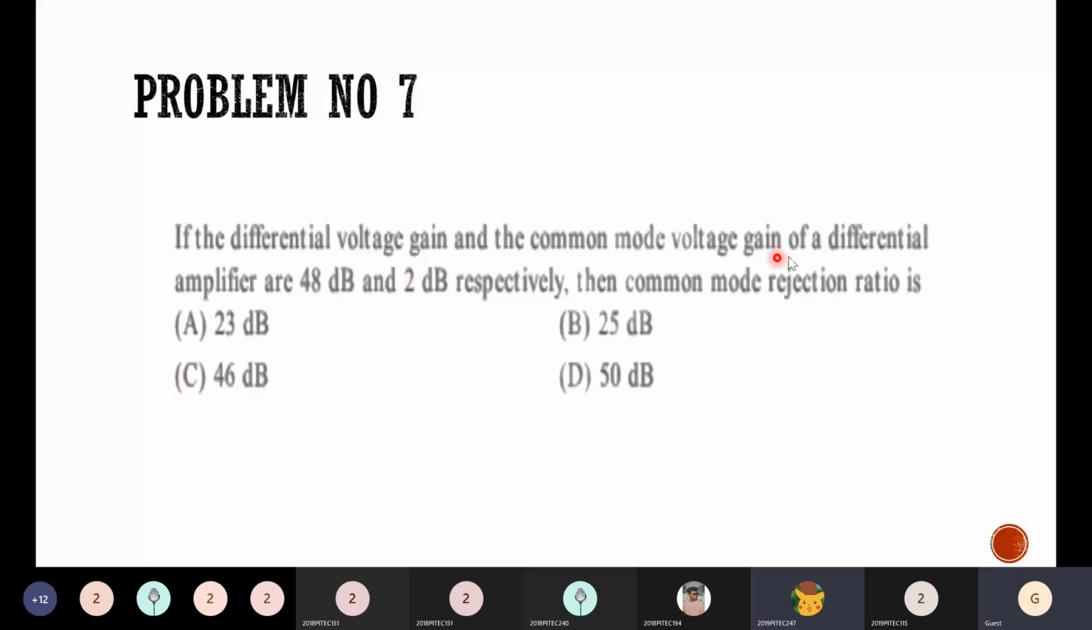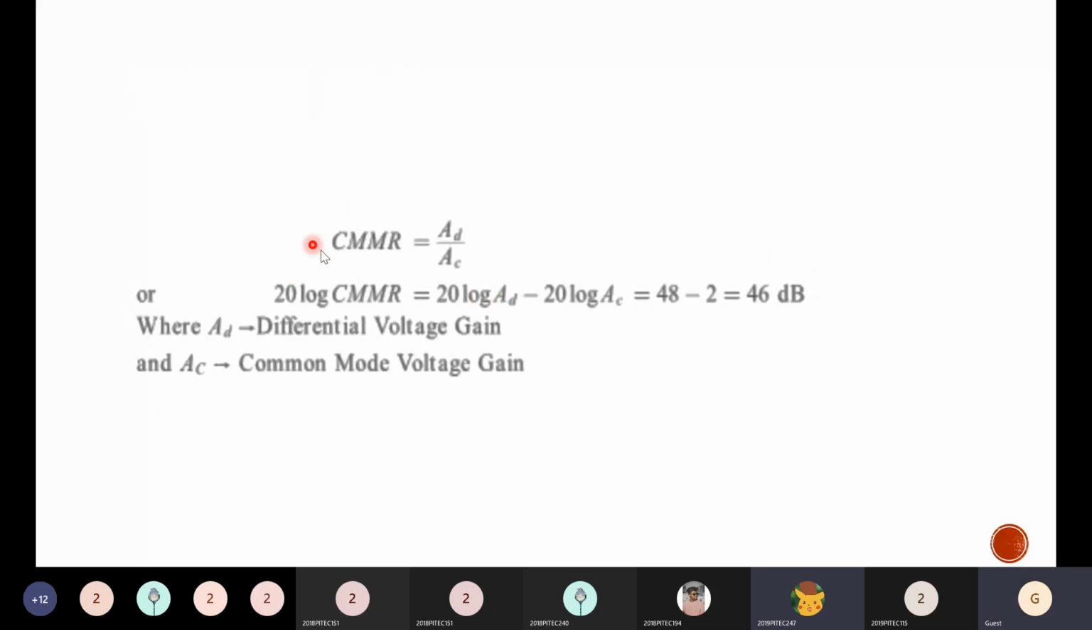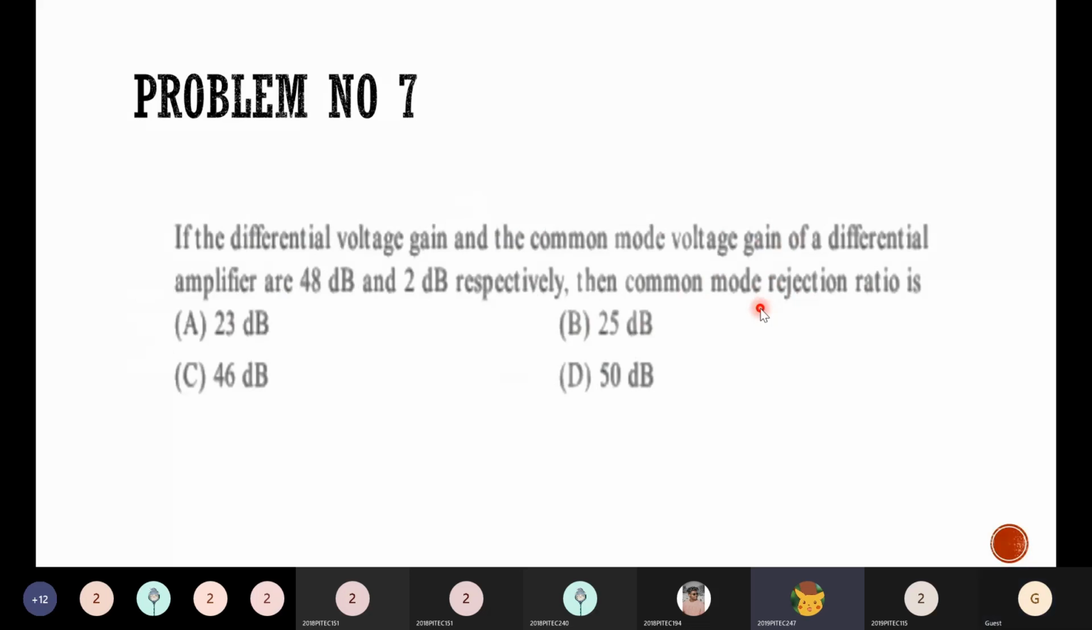Differential voltage gain and common mode voltage gain are 48 and 2. You should not divide this. You are supposed to subtract because it is in logarithmic scale. Simply CMRR is AD by AC, but we are calculating here 20 log CMRR, which is equal to 20 log AD minus 20 log AC. This value is 48 and this is 2. So it comes to 46 dB. Is that clear? So which option is right? Option C is the correct answer for this problem.